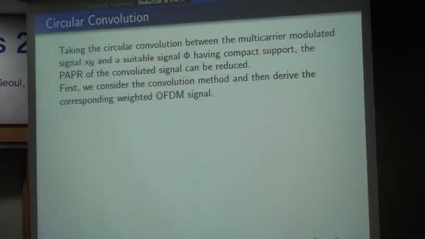Here, having a complex support has an advantage in the calculation. So taking the circular convolution between the OFDM signal and suitable signals having complex support, then the PAPR of the convoluted signal is remarkably reduced. So first we consider the convolution method, and then derive the corresponding weighted OFDM signal.